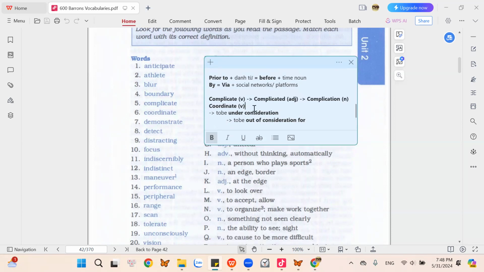Here, coordinate. If I want to coordinate with you, I will check whether you have good characteristics, personalities or not, because I don't know for sure whether you are a bad person and you don't want to study, you just want to trick me or have fun with me. I don't want to have fun, I want to be serious.